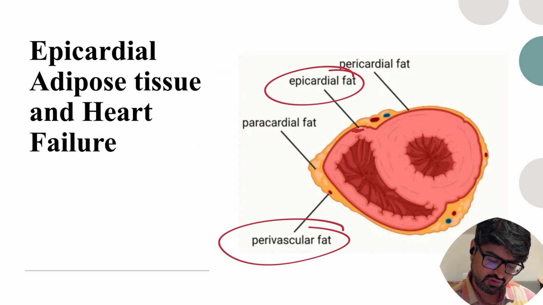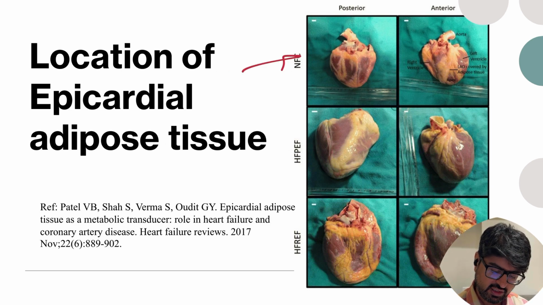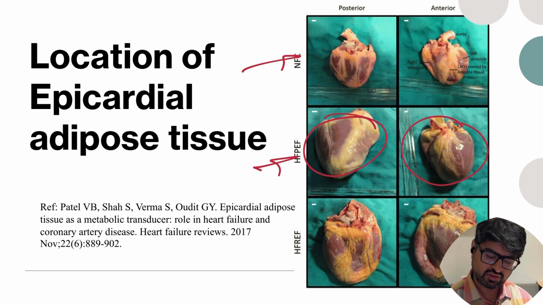And then you have perivascular fat. This is what contributes to endothelial dysfunction, right? And then you can see in this very nice pathophysiology photo, a normal heart. This is the normal heart. This is heart failure with preserved ejection fraction. So you see a lot of fat here. You can see the size of the heart also, and you can see the fat.